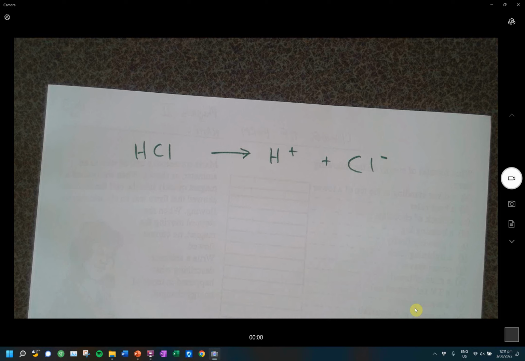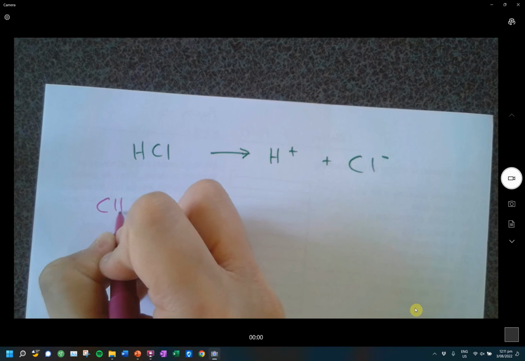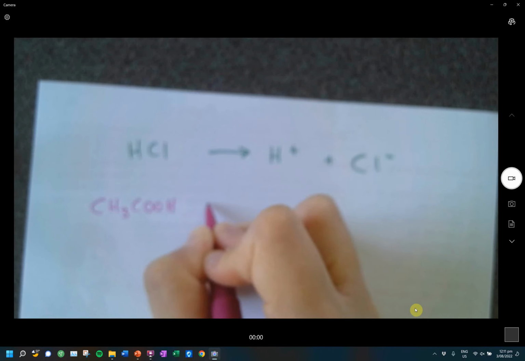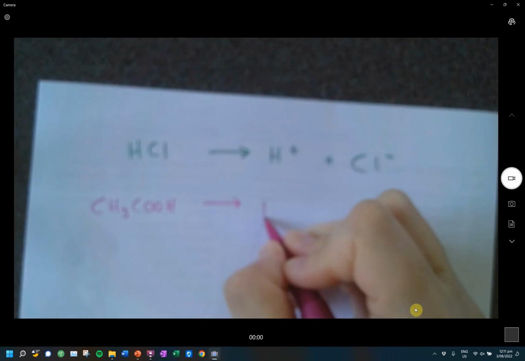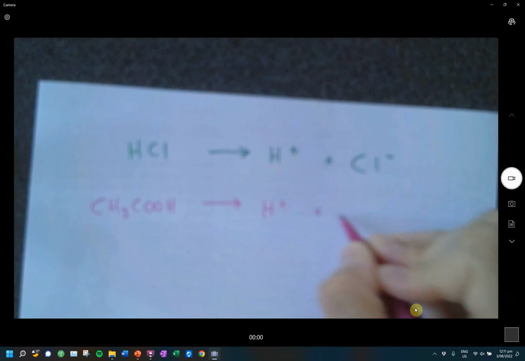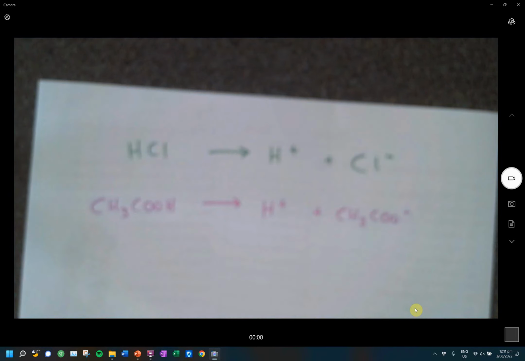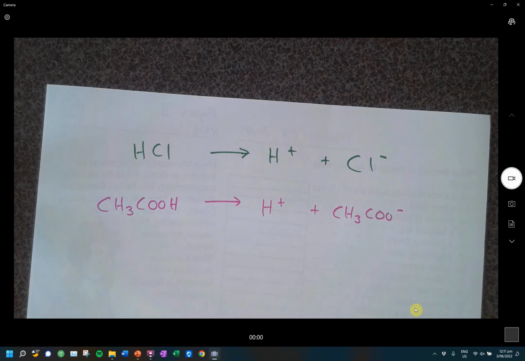The other acid that we did was ethanoic acid, which is CH3COOH. You guys would have seen this from organic chemistry. And it dissociates, it loses that hydrogen ion and becomes CH3COO minus. And you guys would have seen this when we were doing our organic chemistry topic. Are we good with that so far?